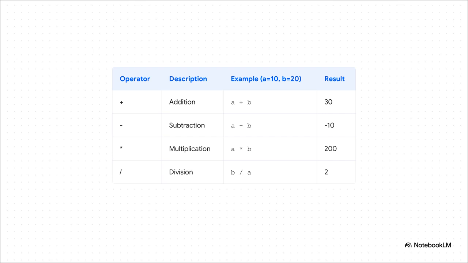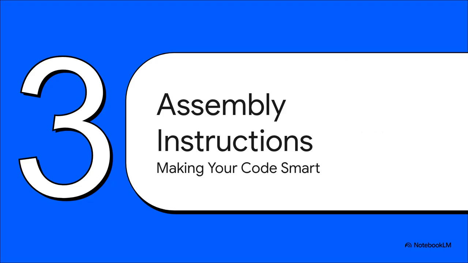Okay, but what's really cool is how we can shape and change these materials. For that, we use tools called operators, and you probably already know them. The plus sign adds things, the minus sign subtracts, and so on. These are the absolute basic tools we use to start doing actual computations with our data. All right, so we've got our blueprint, we've got our raw materials.